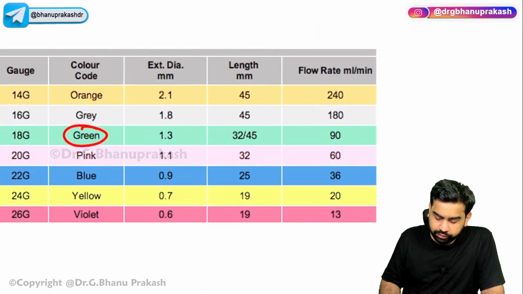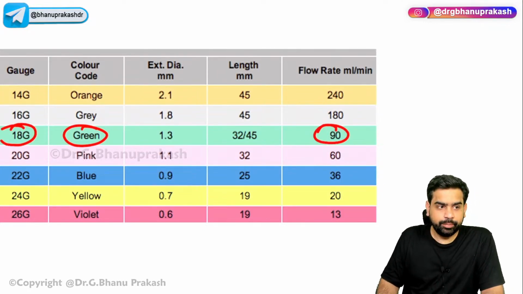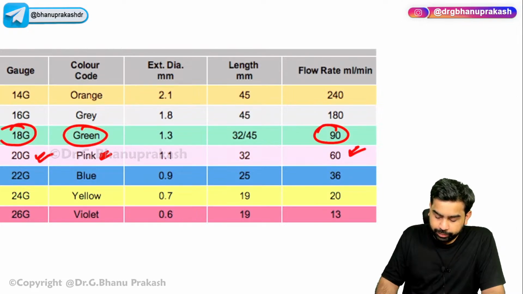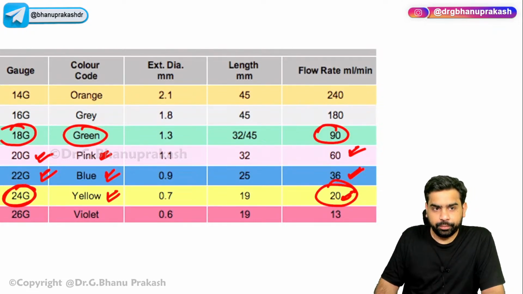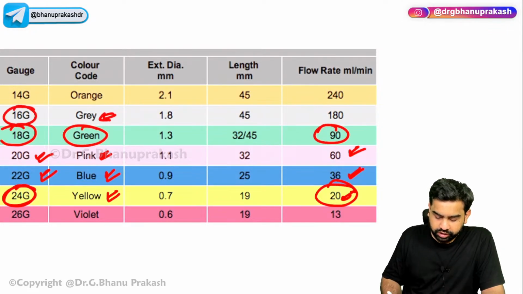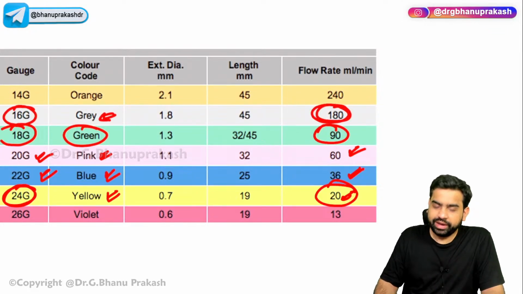The green one, which is the 18 gauge, has a flow rate of 90 ml per minute. Then you have the pink one, that is 20 gauge. It has a flow rate of 60 ml per minute. The blue one is basically 22 gauge. It is 36 ml per minute. And the yellow one, which is used in the pediatric age group, is 24 gauge, and the rate is 20 ml per minute. And the gray one, which we do not use nowadays that much, the size is 16 gauge, and here the flow rate is 180 ml per minute.